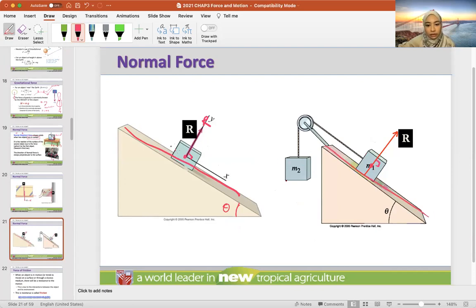Kat sini tak ada reaction force sebab dia tak bersentuh dengan apa-apa. Dia ada tali je. Tali tu nanti kita akan discuss kemudian. Tali ni pun ada force dia. So there's no reaction force over here because there is no contact. Dia tak bersentuh dengan siapa-siapa. This guy bersentuh, so ada reaction.